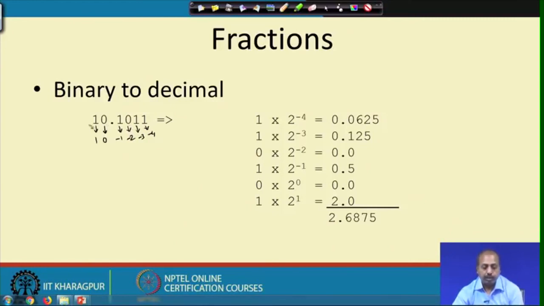So, from right to left, we just sum them up. After getting the values, you just take the sum. The value is 2.6875. This way you can convert binary numbers which are fractional into the corresponding decimal values.